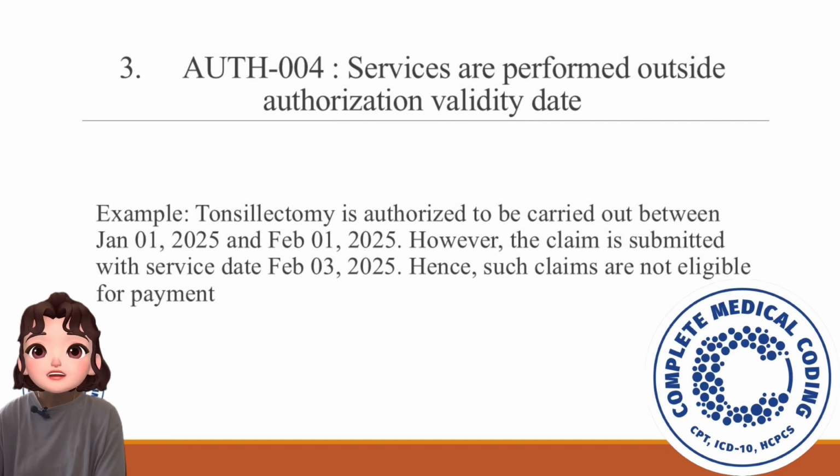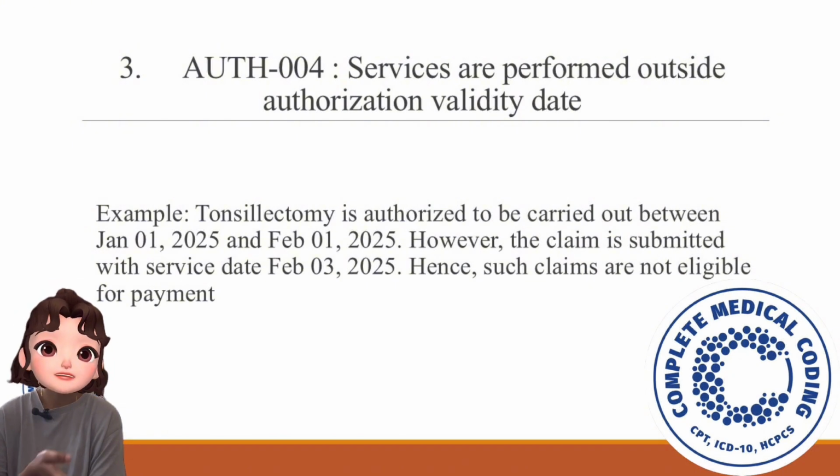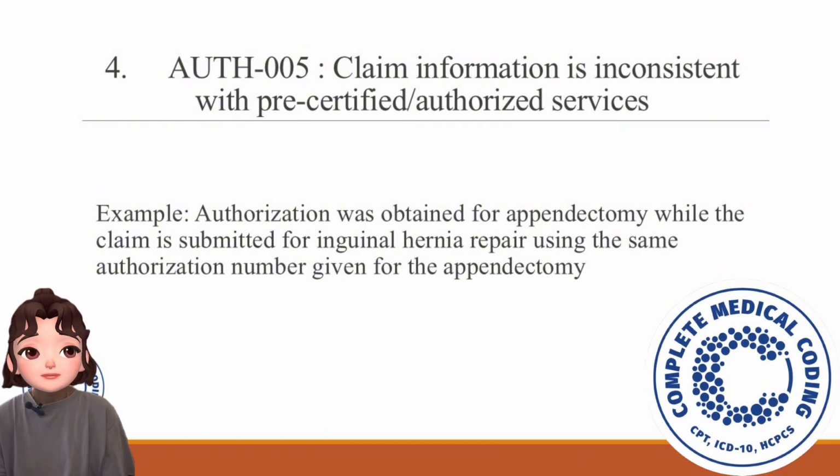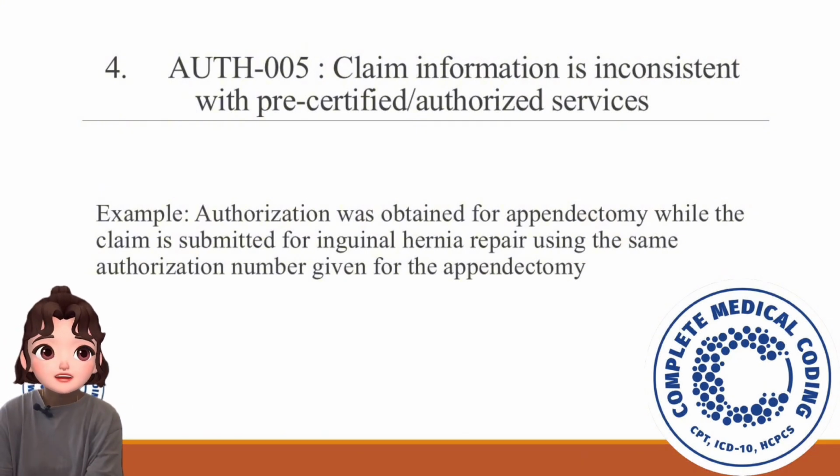So you have to bill it within the authorization date, or the services have to be carried out within the authorization date. It should not exceed it, and it should not be a pre-date. Some services like minor services will give a maximum of 7 days, sometimes 14 days, sometimes 1 month. It varies. Now what is the next one? Auth 005. The fourth authorization rejection is auth 005.